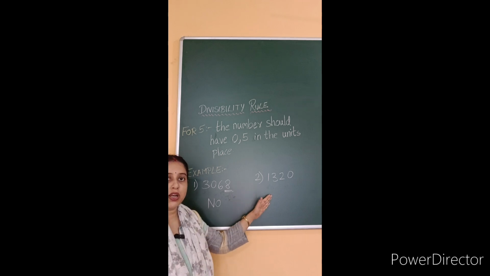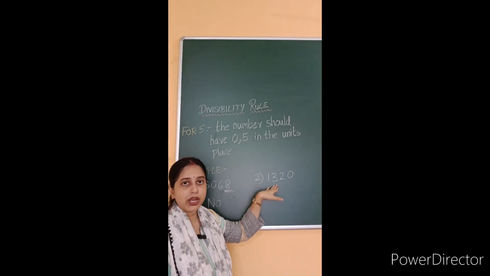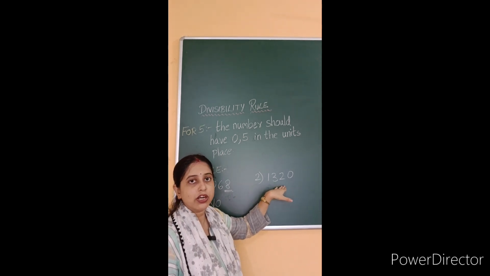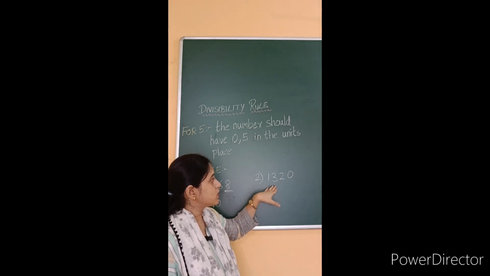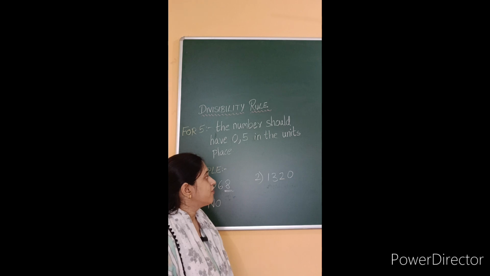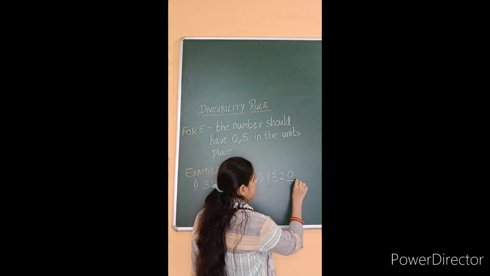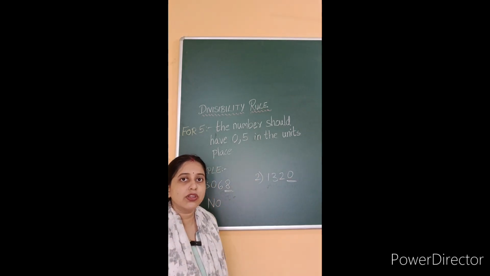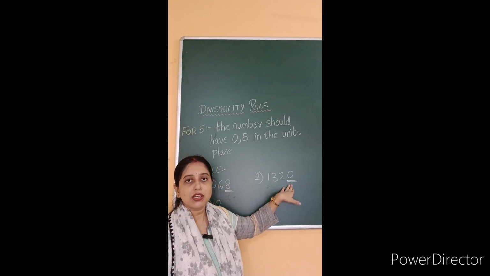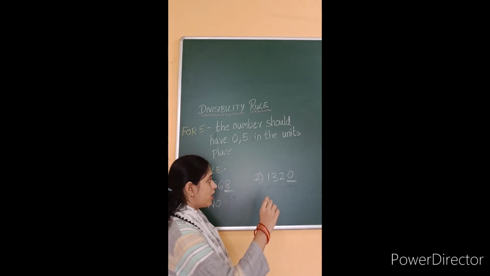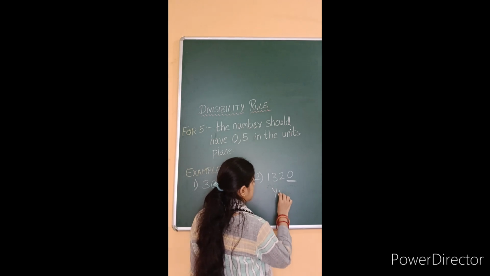Now, let's move on to another number. The number is 1320. When we look at the units place of this number, it has 0 in the units place, right? So it goes in the table of 5. So the answer for this number is yes.